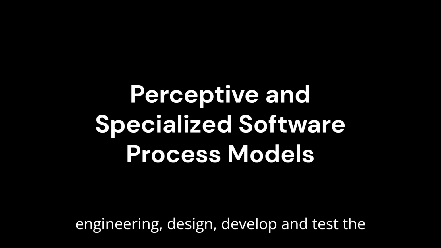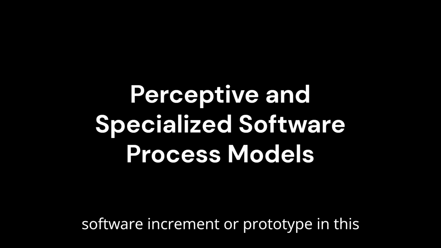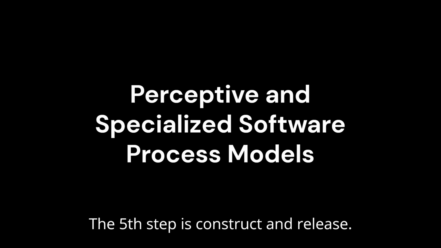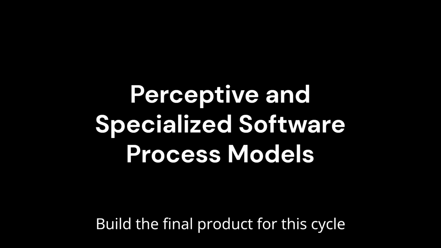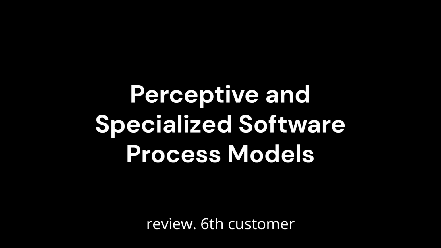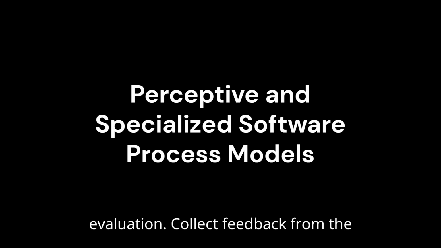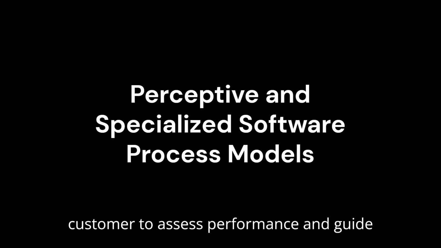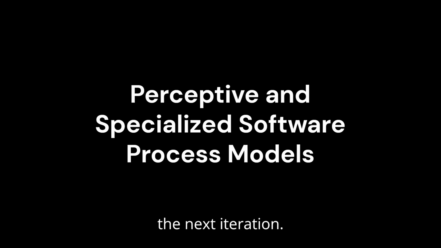Fourth, engineering. Design, develop, and test the software increment or prototype in this cycle. The fifth step is construct and release. Build the final product for this cycle and deliver it to the customer for use or review. Sixth, customer evaluation. Collect feedback from the customer to assess performance and guide the next iteration.